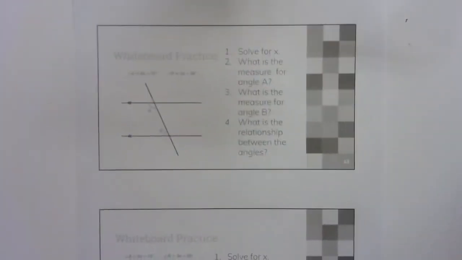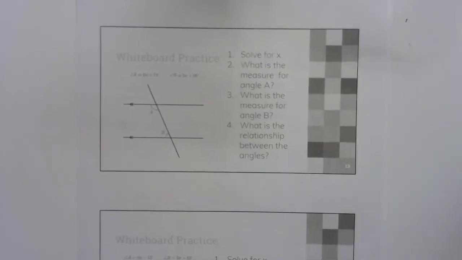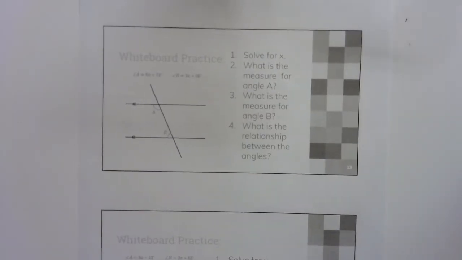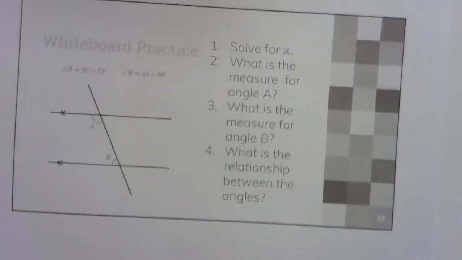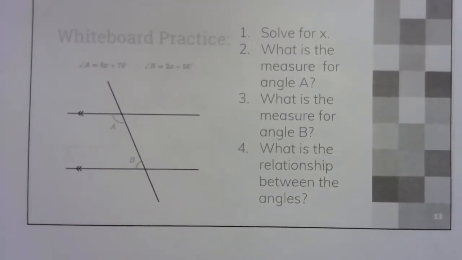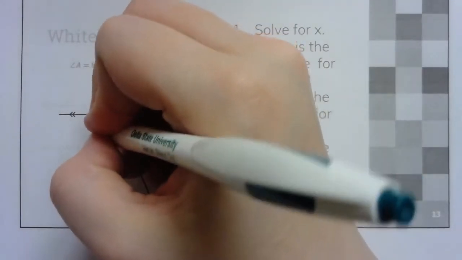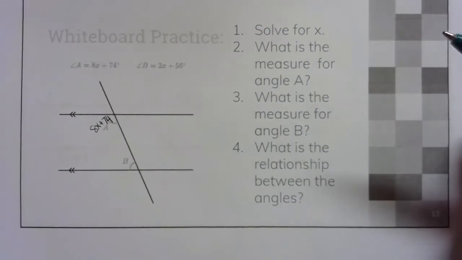All right, two more would-be whiteboard practice problems if I was there. So I'm going to clarify this one for you a little bit. It's a little fuzzy. Let's zoom in. Okay, so this one says that A is 8x plus 74 and that B is 2x plus 56.